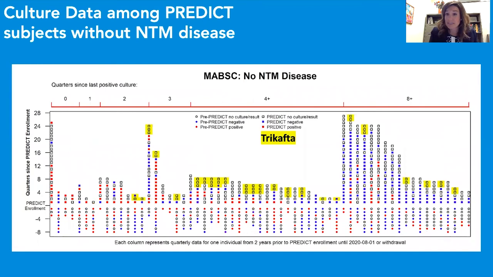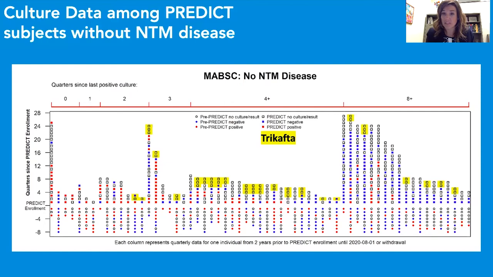Here is the same figure now with those with abscessus, and the same patterns emerge: some with persistently positive cultures, some with intermittent, and some with mostly negative cultures. These again are all subjects that remain in PREDICT, are followed longitudinally, and have not yet met disease diagnosis criteria.